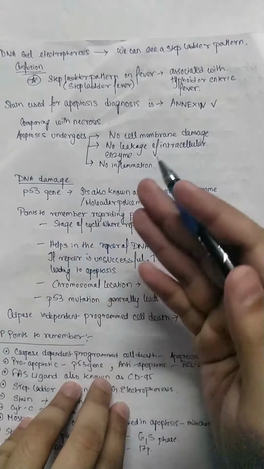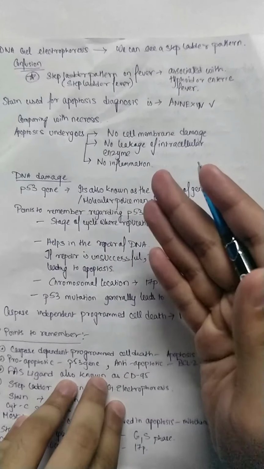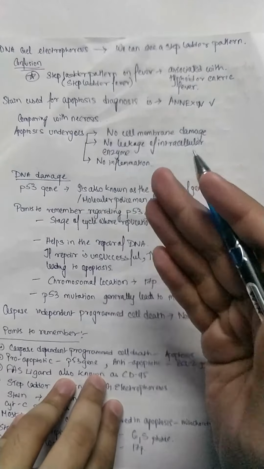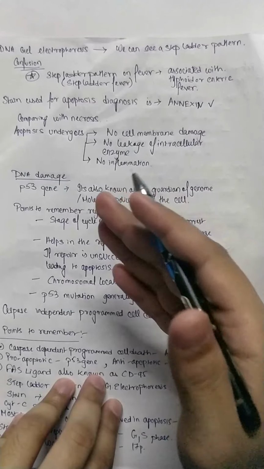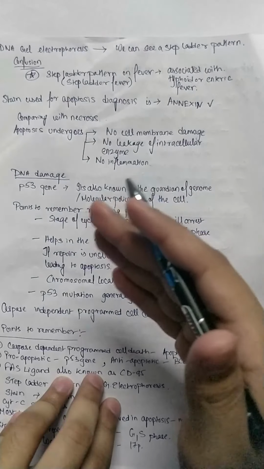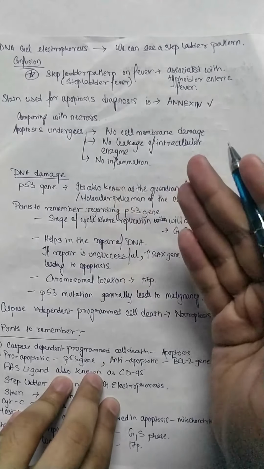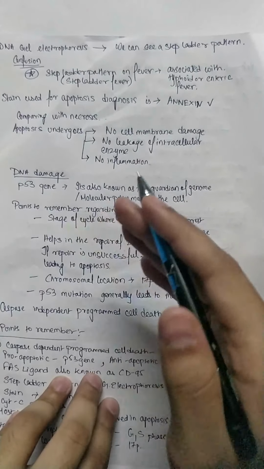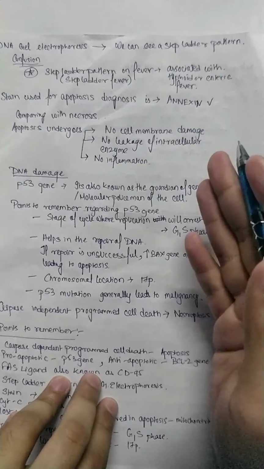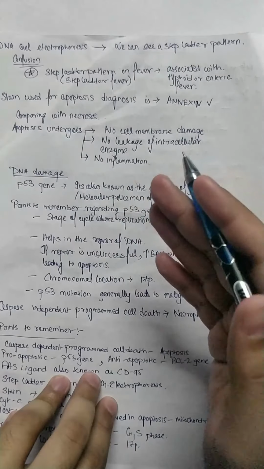Now there is a slight confusion which happens when we give the exam. If there is a question saying step ladder pattern found on fever or step ladder fever, we should not write apoptosis, because that is associated with typhoid or enteric fever. If a patient has undergone typhoid or had enteric fever, we can see a stepladder pattern on the fever, or the stepladder fever. Now the stain which is used for the diagnosis of apoptosis is going to be annexin 5. This is a very important point to remember.